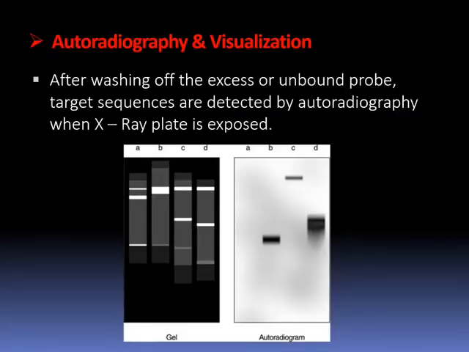Now what do we have to do? Autoradiography for visualization. Everything else is over, and now you have to visualize whether your target DNA is there or not. We do that with the help of this radio labeled probe. After washing off the excess unbound probes, the target sequences are detected by autoradiography when the X-ray plate is exposed. You can observe the radioactive probes being visualized.